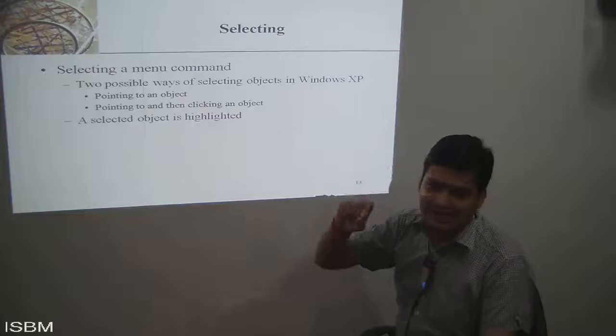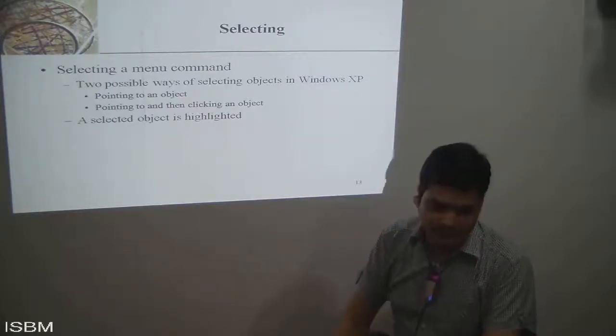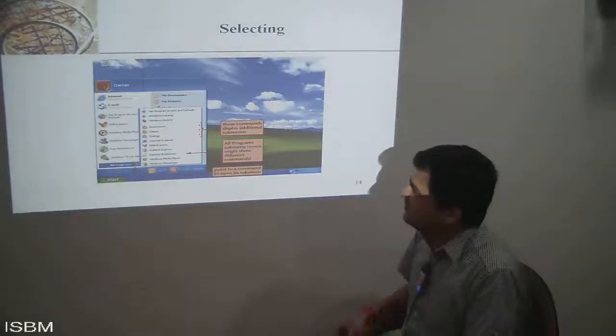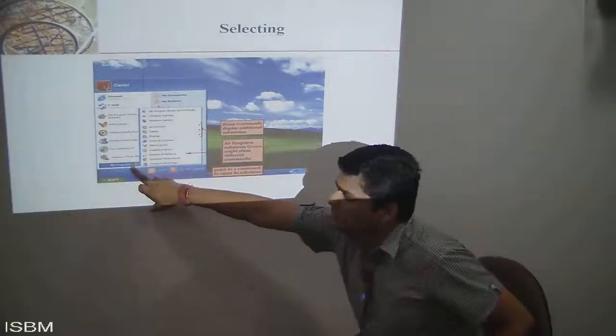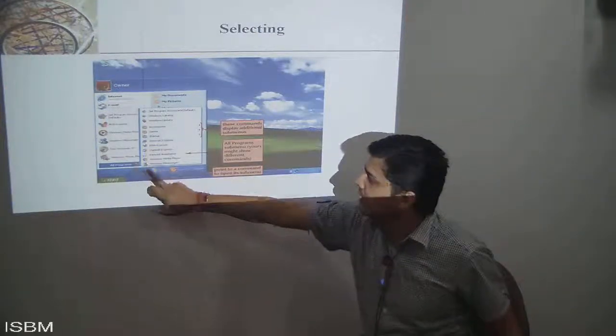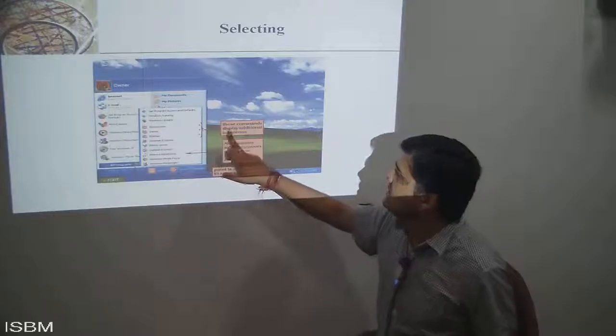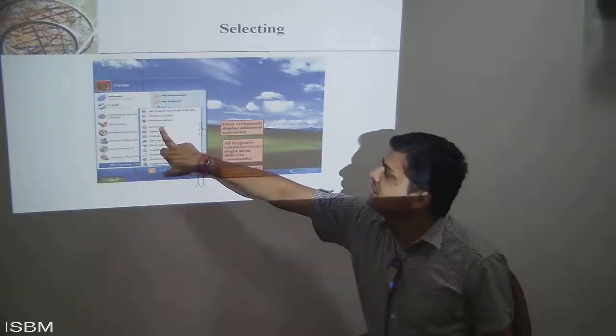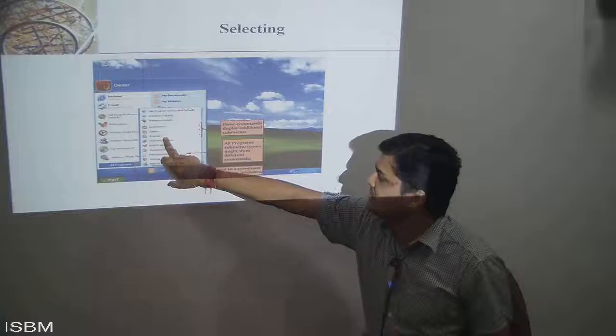A selected object is highlighted, it will open. In selecting, this is the way we are selecting. See, I have opened this All Programs. I have clicked on All Programs, it opens the submenu. These commands display additional services. These are the accessories, games, and startup.